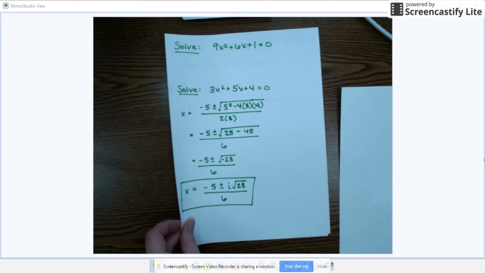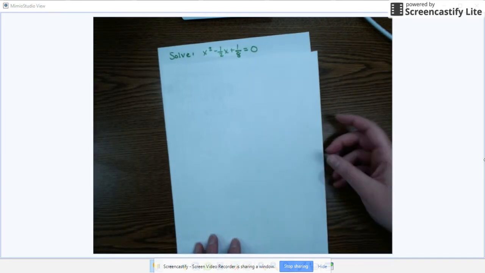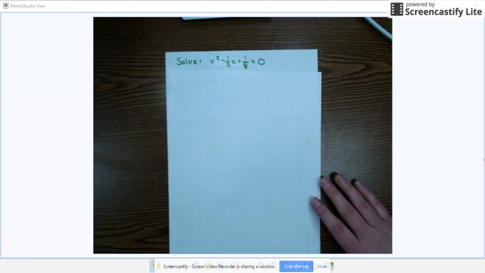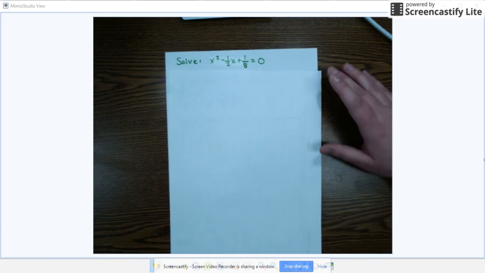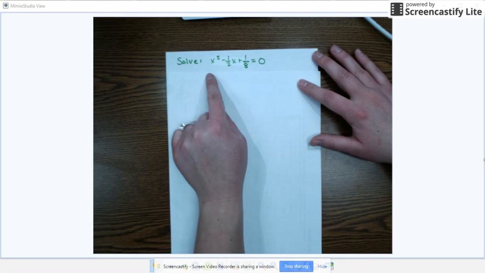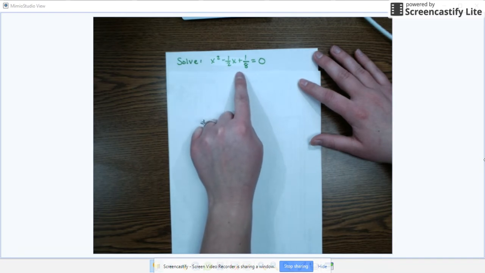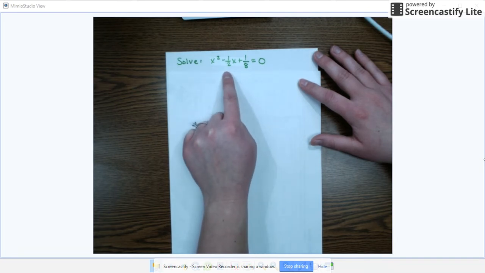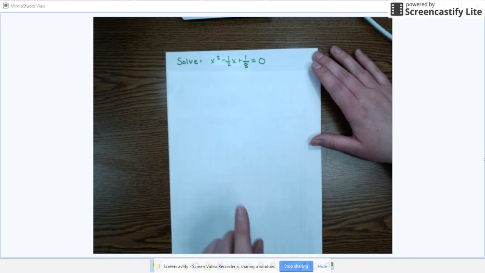And the last thing I want you guys to do is to simplify this one. I was going to make you do it on your own, but I thought I'd give you a little hint. We generally don't have fractions in our quadratic, so our first step for this one would be to get rid of any fractions that we have.